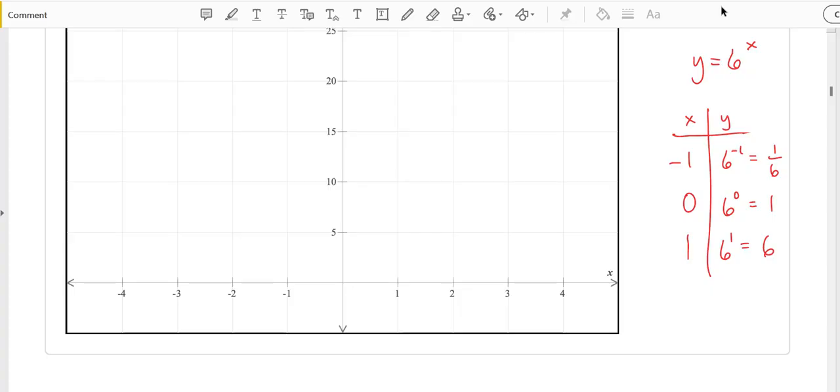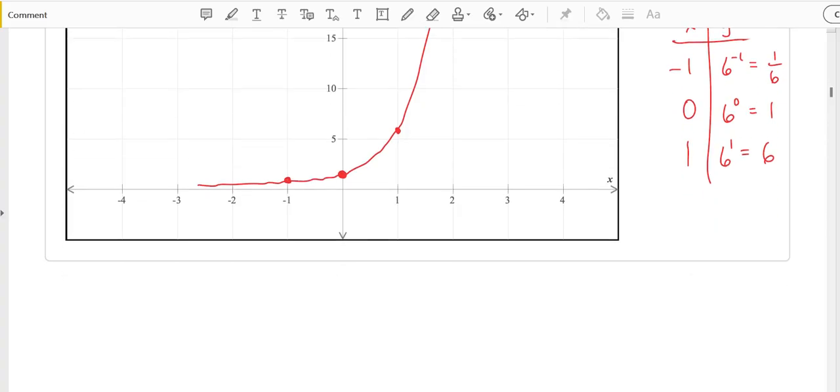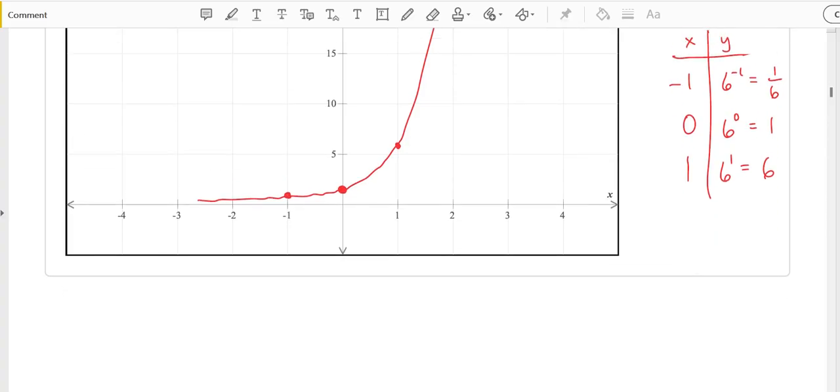So I have 3 points. My first point is (-1, 1/6). It's going to be way down here. Another point is (0, 1). And the last point I have is (1, 6). And when you plot those points, it should give you something that looks like that.